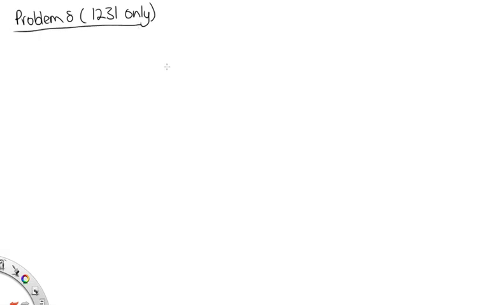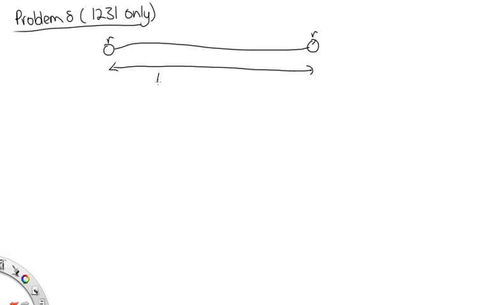Okay, in this problem, we've got two uncharged conducting spheres with radius r. So r is the radius there. They're connected by a wire. Okay, so here's our wire. The distance between the spheres is L. So this distance here is L.